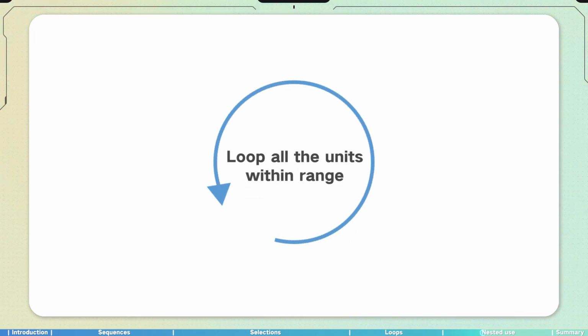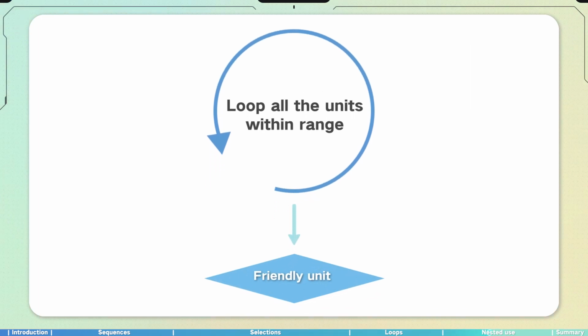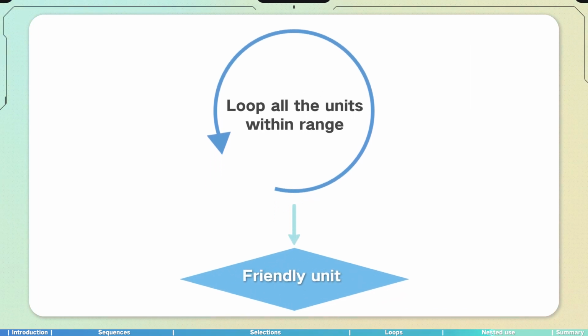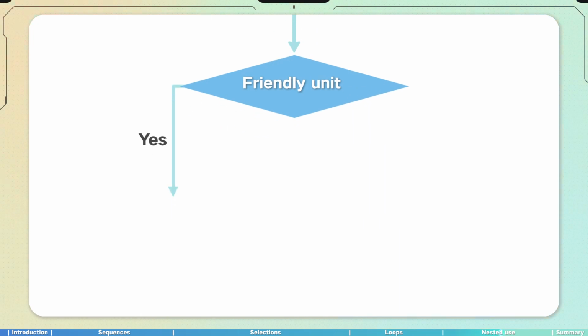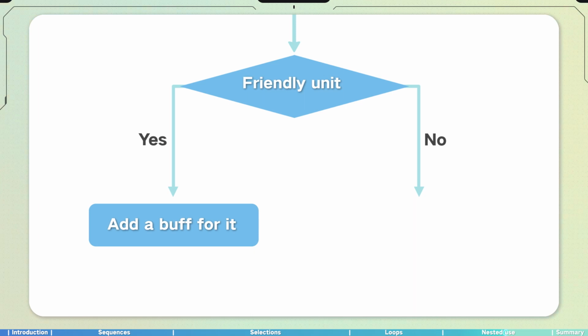First, we loop all the units within certain range of the ability casting point. Then, use select structure, that is, if statement, in Cleekly, to check the campaign of the unit. If the unit is a friendly unit, we add a buff for it. If the unit is a hostile unit, we deal true damage to it.